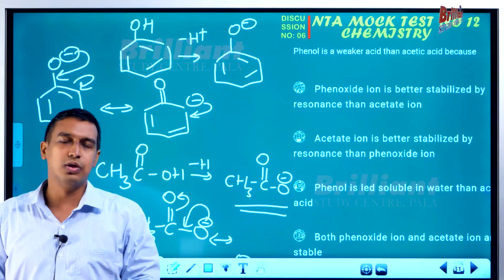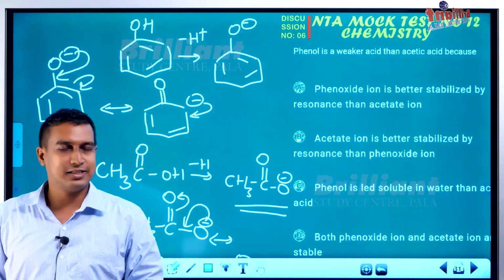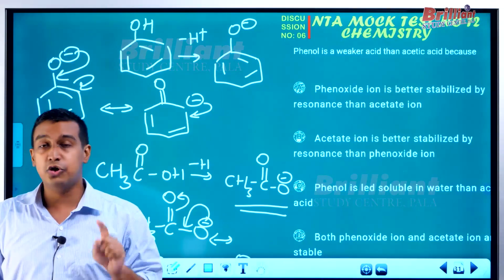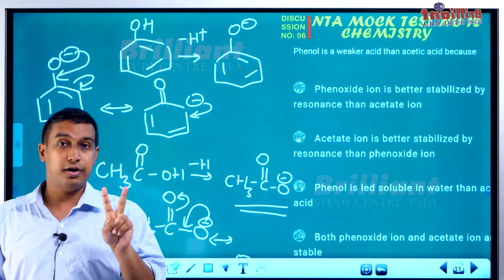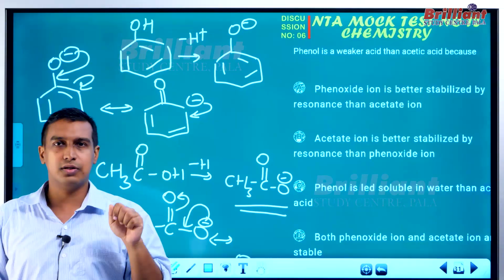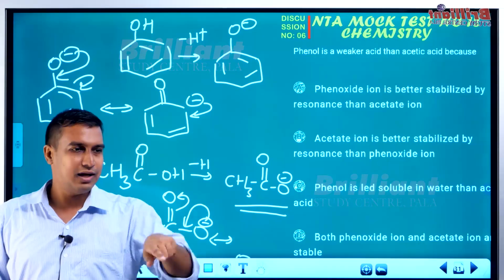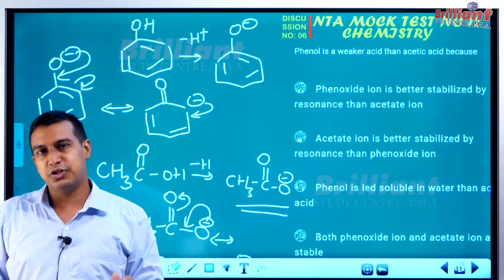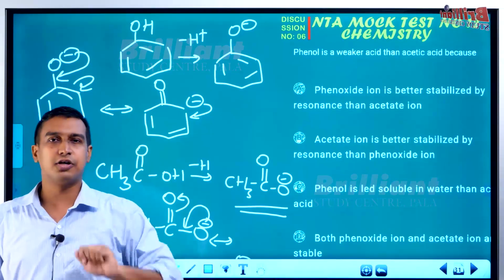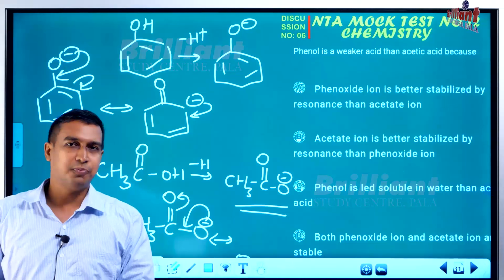Please know it as a rule. If the resonance structures are identical, then the stability is very high. Do not get confused that acetate ion has 2 structures and phenoxide has 5 structures. But are the phenoxide 5 structures the same? വ്യത്യസ്ത സ്ട്രക്ചറുകളല്ലേ? And you cannot compare between 2 different compounds with that idea. I hope you got the idea.